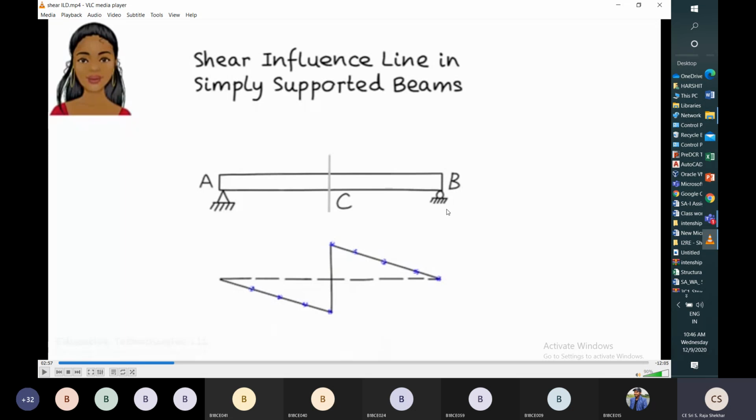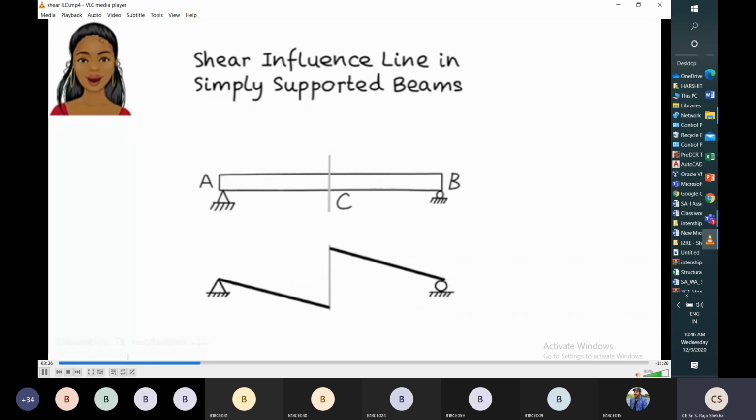So this is the variation of shear at section C for a simply supported beam when the unit point load moves from A to B. We know this diagram. This ordinate is L minus Z. Then what is the shortcut technique to draw this diagram? We'll see. This is a simple structure, and we'll see it using the shortcut technique.